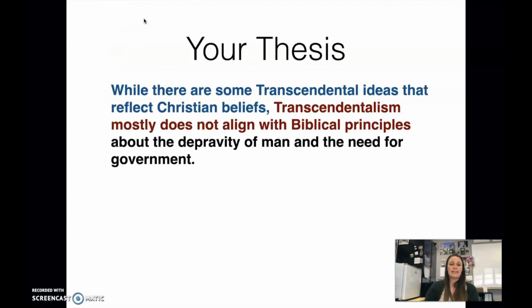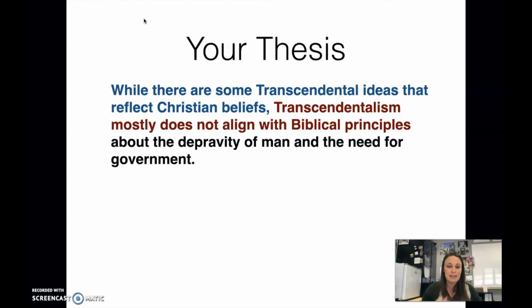So here's my thesis. While there are some transcendental ideas that reflect Christian beliefs, transcendentalism mostly does not align with biblical principles about the depravity of man and the need for government. So let me break this down. The blue part, that is me acknowledging the other side. While there are some transcendental ideas that reflect Christian beliefs, that's acknowledging the other side. I'm making it argumentative. In red, I'm giving you my stance very clearly.